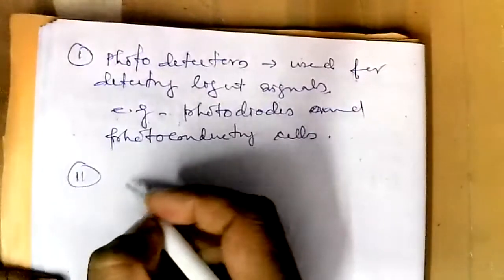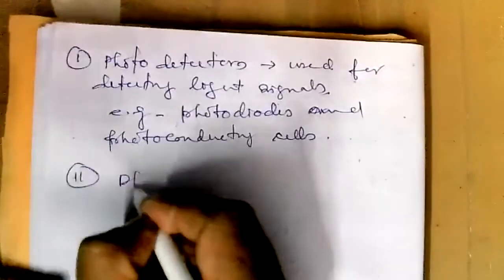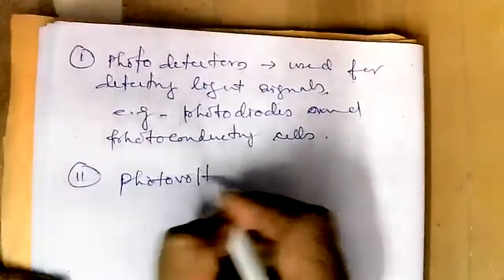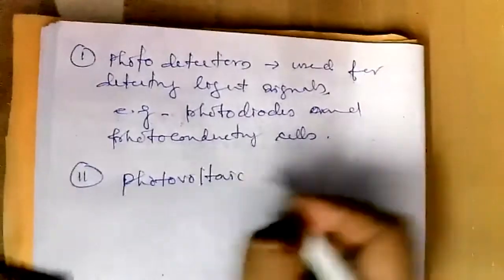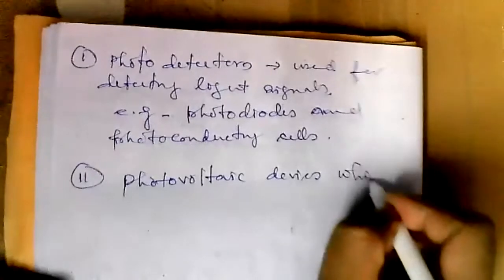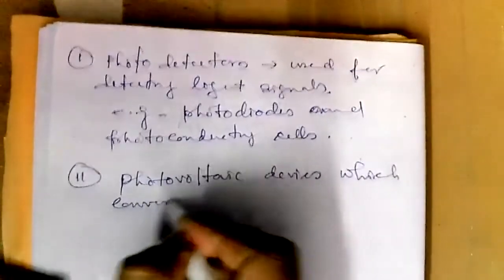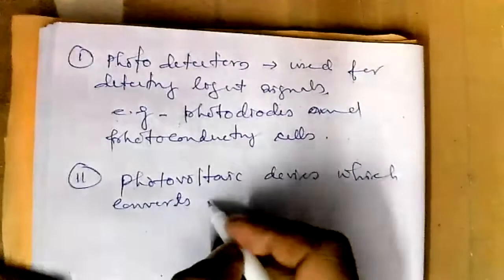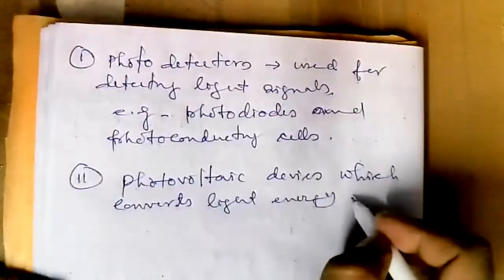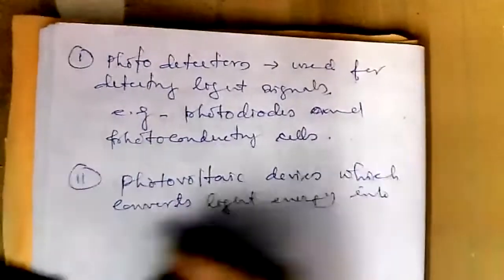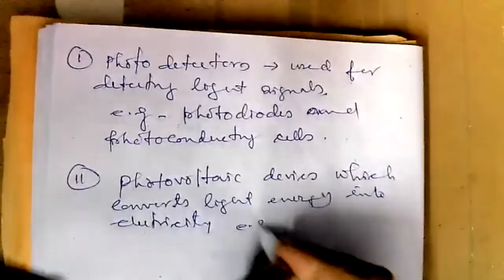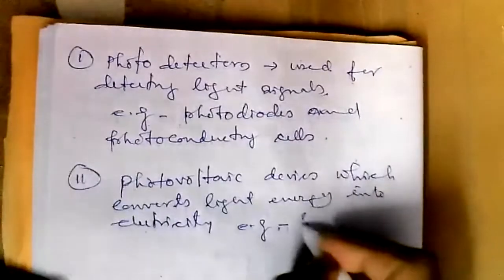Secondly, photovoltaic devices, which convert light energy into electricity. Example: solar cell.